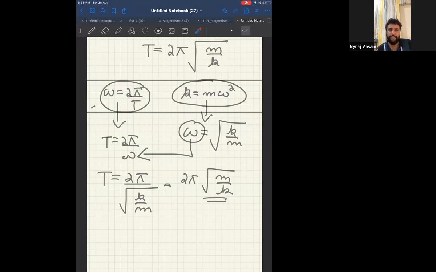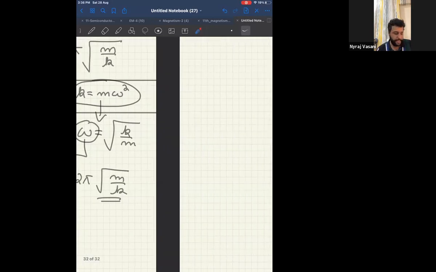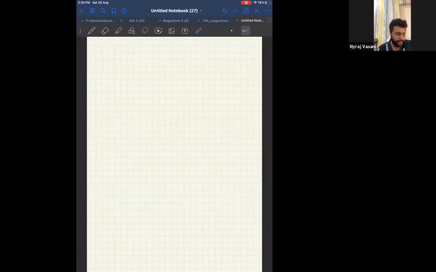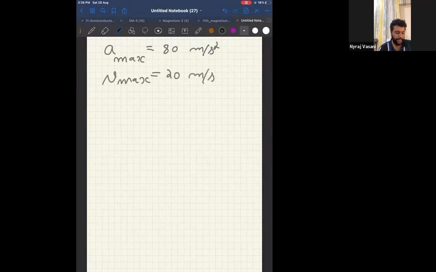And one good thing is I'm doing the problems from the modules, so that when we do the module, I can tell you that this we have done. Okay. So now I'm just dictating. Now look at this. Maximum acceleration is given as 80 meter per second square, and maximum velocity is given as 20 meter per second. Find out what is the frequency of oscillation.